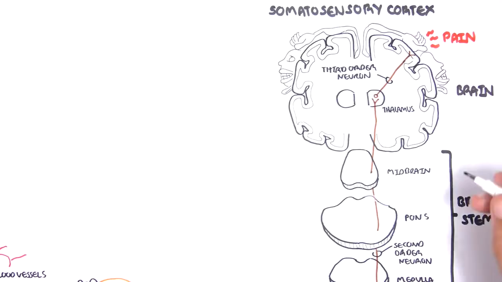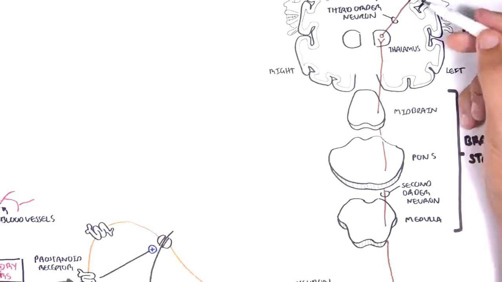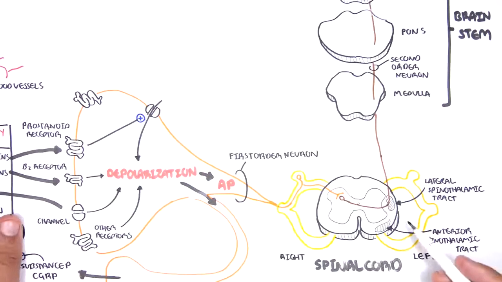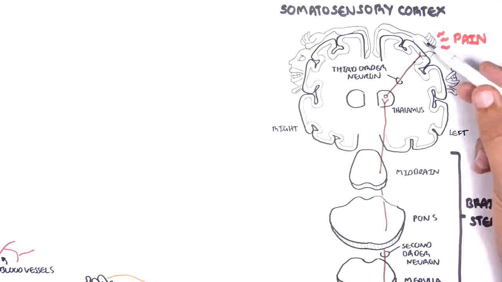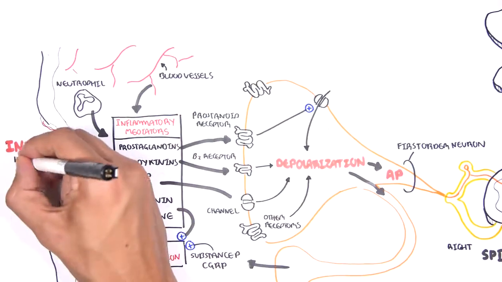Interesting point about sensation. Whatever we feel on the right is processed on the left side of the brain and vice versa. So let's go to the very beginning, where the pain pathway started.